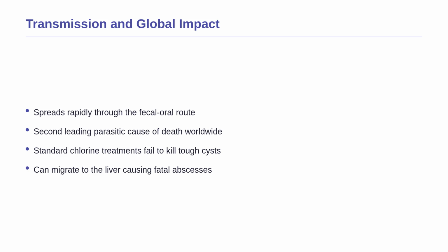Knowing how tough the cyst is, it is easy to see why this parasite is so dangerous globally. It spreads rapidly through the fecal-oral route, especially in regions with poor sanitation. In fact, it is the second leading parasitic cause of death worldwide, right after malaria. Because standard chlorine treatments often fail to kill the tough cysts, boiling water or using specific microfilters is absolutely required. If left untreated, the parasite can even travel from the intestines to the liver, forming fatal abscesses.